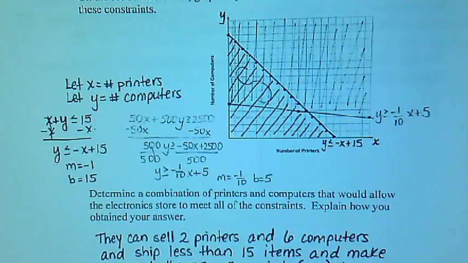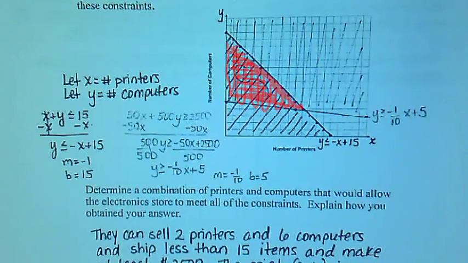And then I want to at least sell $2,500, so I'm going to do greater than or equal to 2,500, and I'm going to multiply the x and the y by how much one of them costs. Then to graph them, remember we always have to put them in y equals mx plus b. I drew a nice S over top of the solution set. Anything in that whole area is a solution. You're not going to pick 5.5 printers, right? You're going to pick whole numbers.